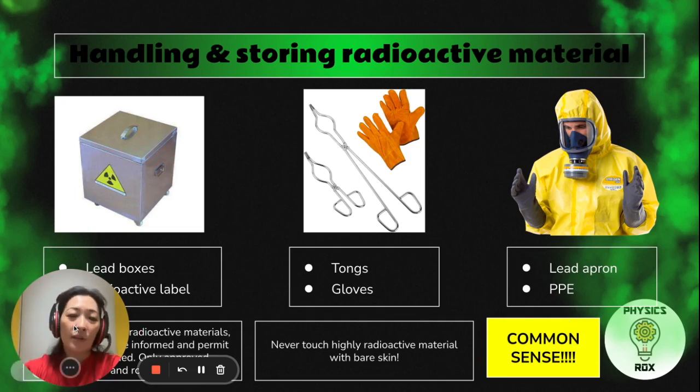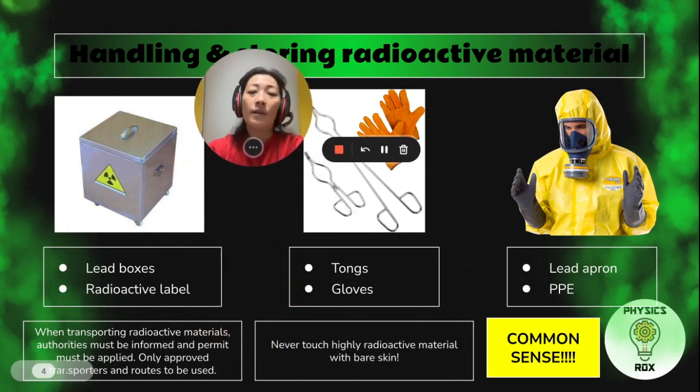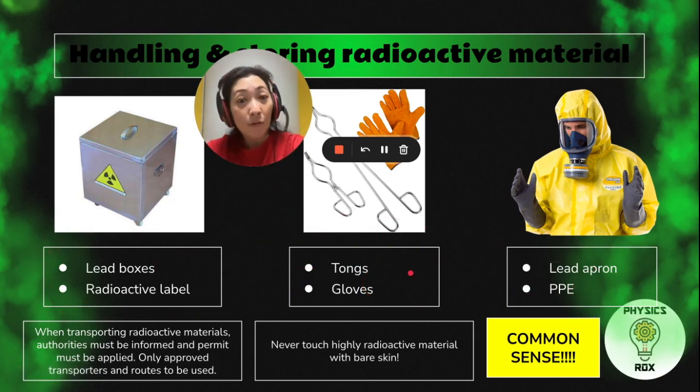When it comes to safety precautions, talk about the lead boxes, talk about the tongs and gloves and a lead apron. Okay, so these are safety precautions that if you didn't know about radioactive material, you wouldn't realize it. But now you know, apply it when handling radioactive material.